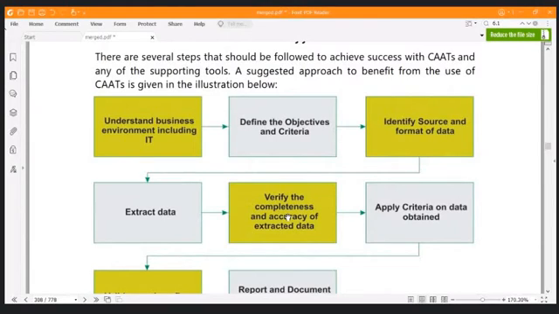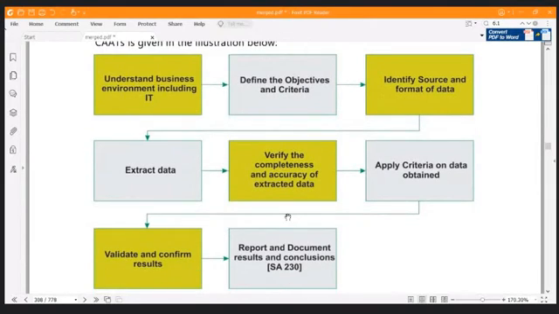Okay, so next, they're talking about the steps that we have to follow for the CATs to achieve their objective. Even here, the very first thing that they talk about is understanding the business environment, including the IT environment. Always first remember SA 315. You need to identify, assess, and understand the entity for identification and assessing the risk of material misstatement. That is where you start the basic aspects of the audit.